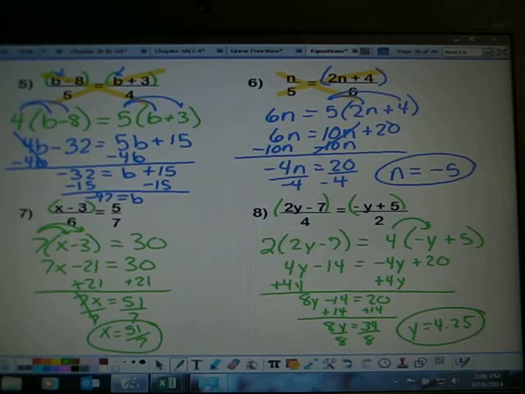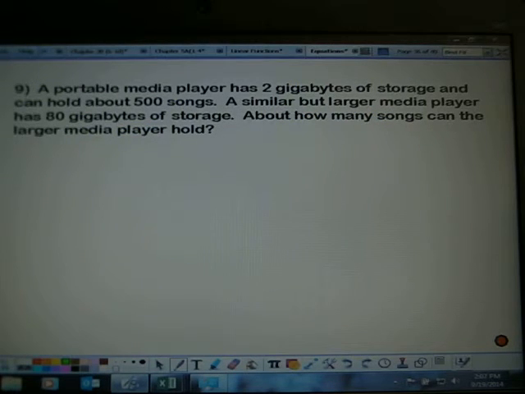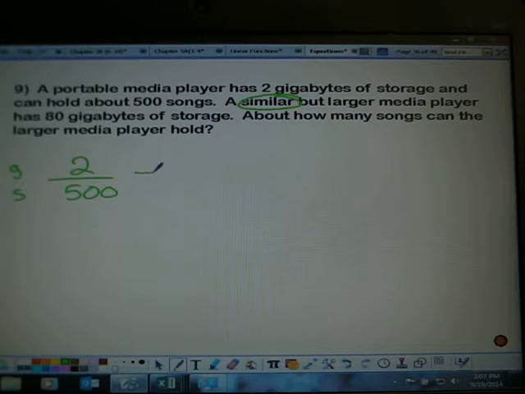Now, how do we apply that to word problems? A portable media player has 2 gigabytes of storage and can hold about 500 songs. A similar, that's where your equal sign is going to be. There's another fraction. Similar but larger media player has 80 gigabytes of storage. About how many songs can that larger media player hold? So we're going to write a fraction using this information. 2 gigabytes for 500 songs. Now I'm going to put a G here and an S here to represent gigabytes and songs so I remember where I'm placing numbers. Similar means equal to.